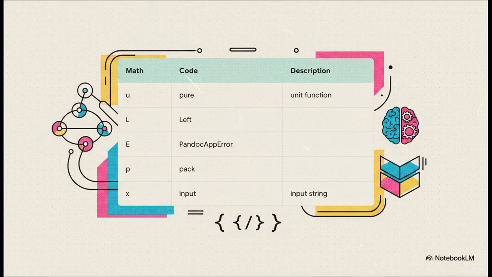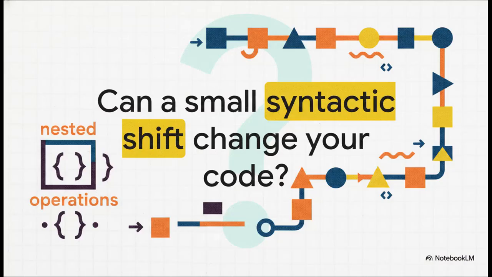Let's move to this and see how this builds directly from our code. Our mathematical u is the pure function, the unit function in monads. L is left, E is our pandoc app error, and P is pack. And finally, X is our input string, the raw data itself. Those dot operators in our code literally represent that little circle composition symbol you see in math. It is a perfect one-to-one mapping. It really just all ties together so perfectly.